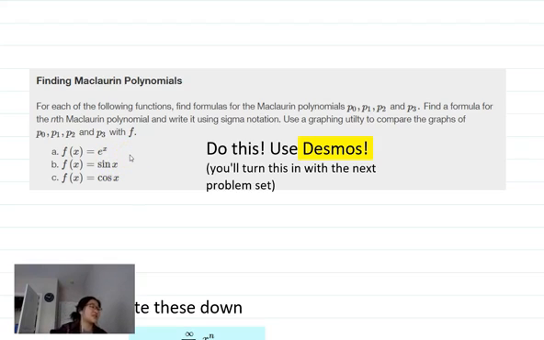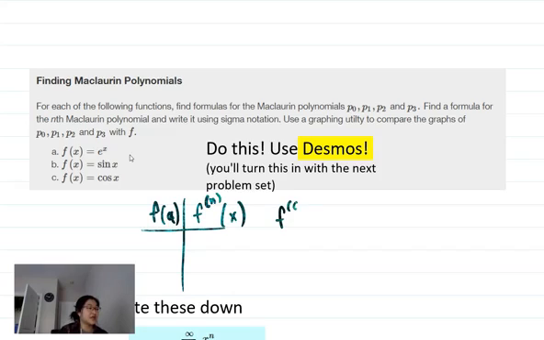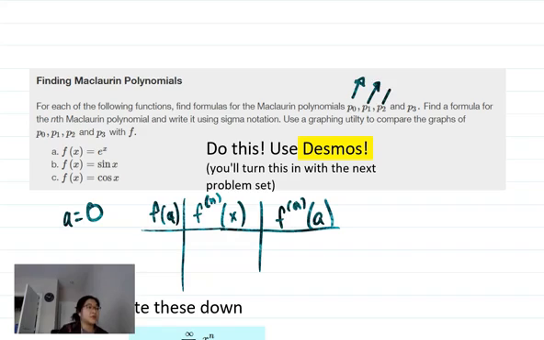My recommendation, though, is to set up yourself with a chart. So probably have your f of x or f of a values, your f prime, your nth derivatives, and then your nth derivatives evaluated at a. So in this case, a is 0. And from here, you can pull off the numbers that you need for each of your polynomials. So carefully go through and construct these.